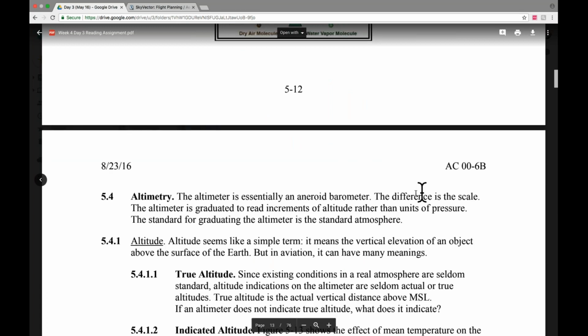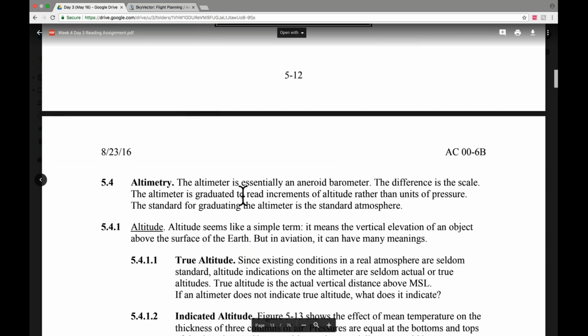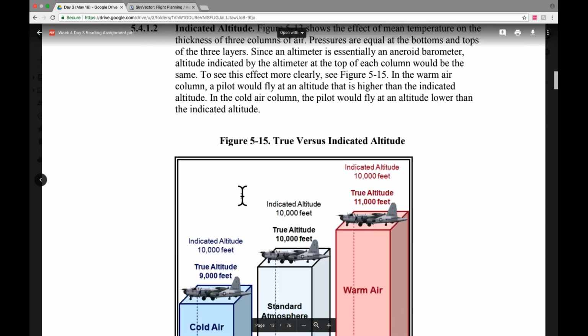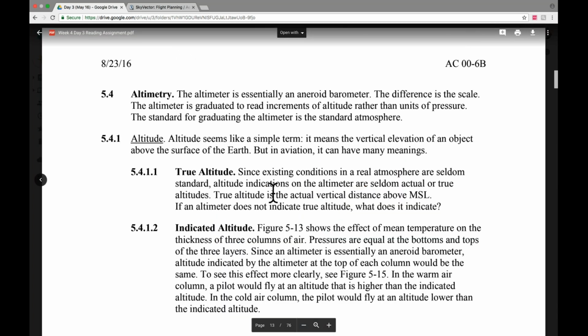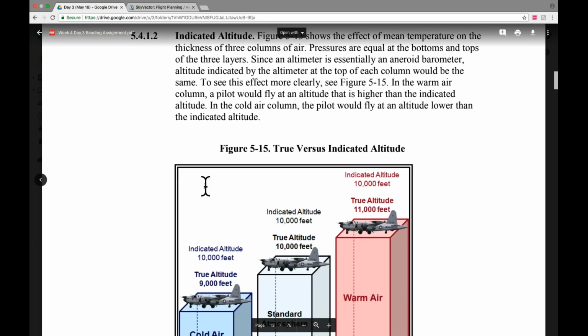So altimetry. The altimeter is a barometer. This is what we talked about. And we talked about these different types of altitude, right? So true altitude is the actual vertical distance above mean sea level. So that's taking everything into consideration: pressure, density, spitting out an actual altitude above sea level. Indicated altitude is what the pilot's seeing on the instrument, right? That's what he is looking at in the cockpit.